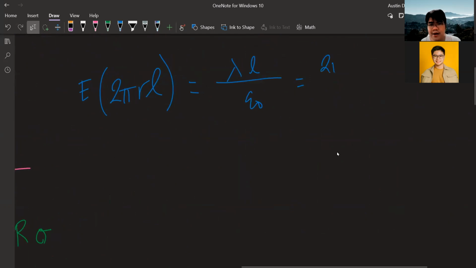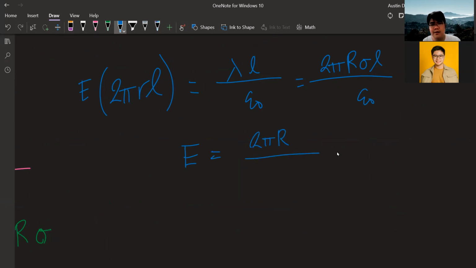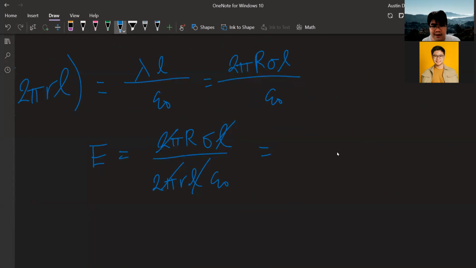So this is 2 pi r L over 2 pi r L sigma over epsilon naught. Now we can extract E. So that would be 2 pi r sigma L over 2 pi r L epsilon naught. 2 pi cancels out, L cancels out. We are left with sigma over r epsilon naught, small r.